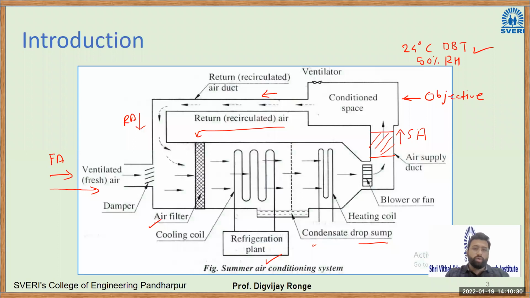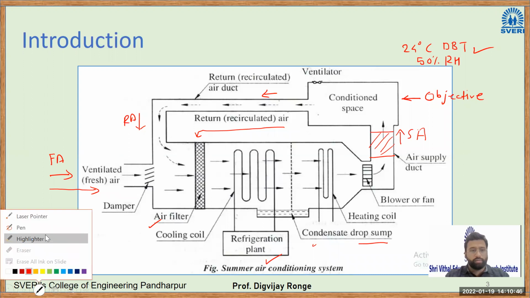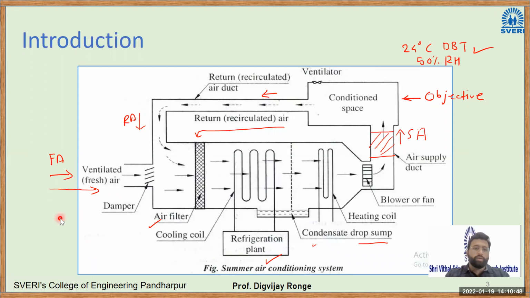So what you see on the screen is an AHU, air handling unit, a very commonly used air conditioning device in commercial applications. One by one I will explain what it is. So this is an AHU. It has two inlets. One is the fresh air inlet, that is ventilated air, and another is return air, right? These two are mixed together adiabatically.